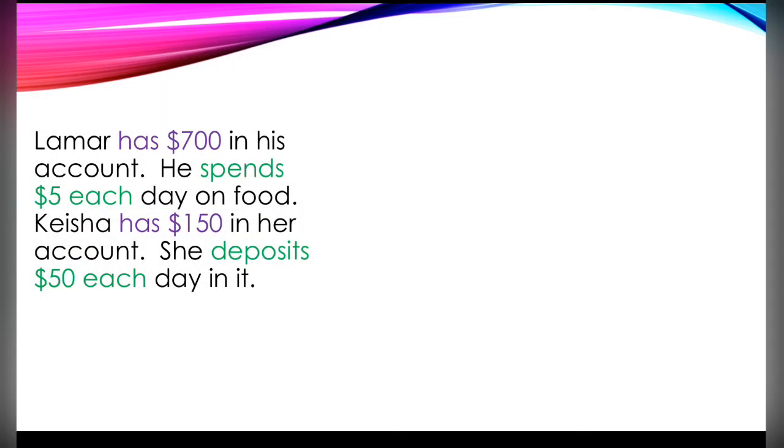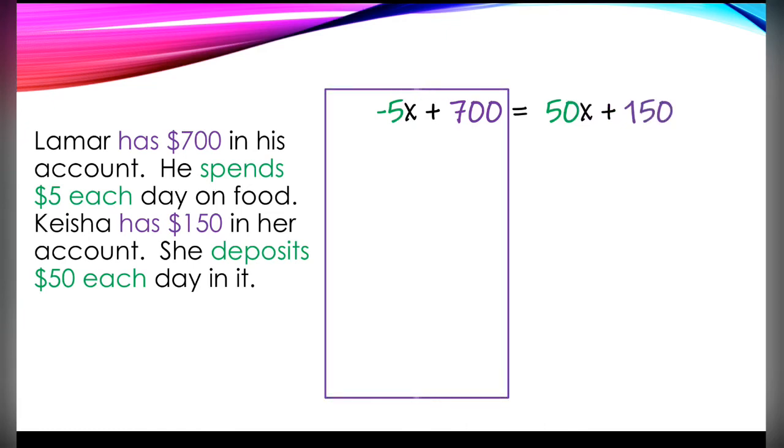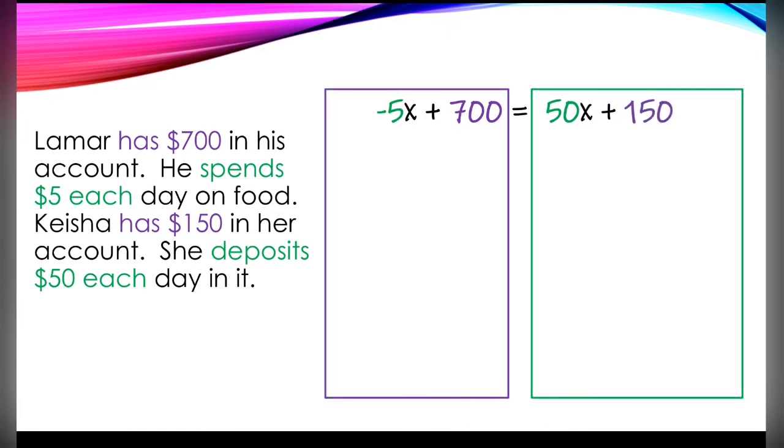Okay, Lamar has $700 in his account. He spends $5 each day on food. Keisha has $150 in her account. She spends $50 each day on food. So here's what the equation will look like. And here is my purple and my green so that I can separate it and show you that visual.